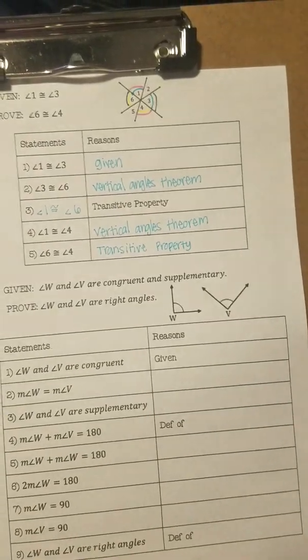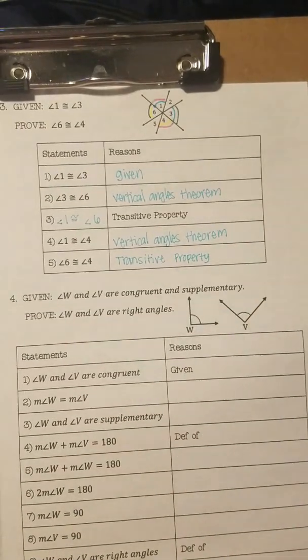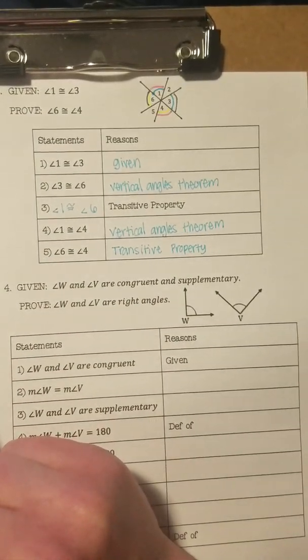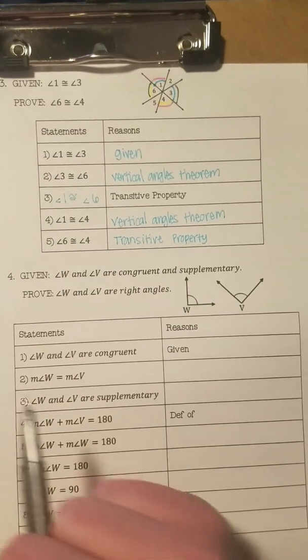Okay, nice work. We have proven that angle 6 is congruent to angle 4. Go ahead and give me a fist of 5 on the next page.